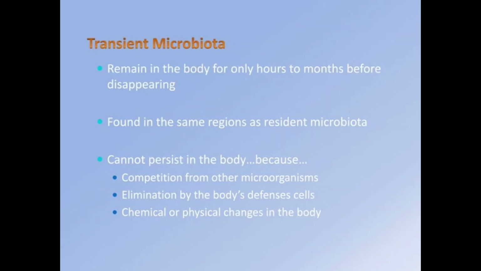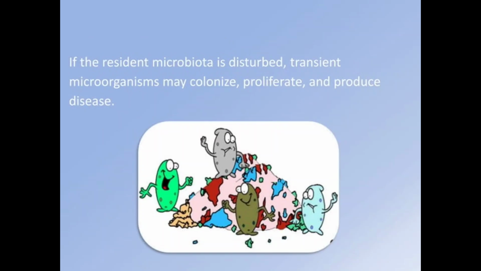Found in the same region is resident microbiota. Transient microbiota cannot persist in the body because of competition from other microorganisms, elimination by the body's defensive cells, or chemical or physical changes in the body. If the resident microbiota is disturbed, transient microorganisms may colonize, proliferate, and produce disease.